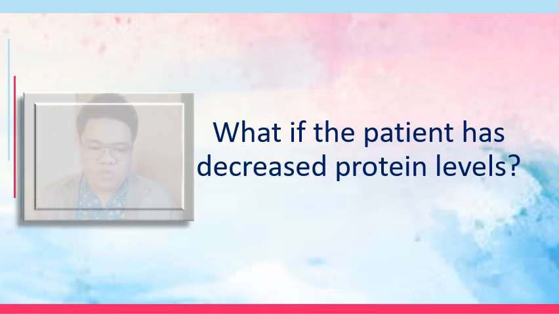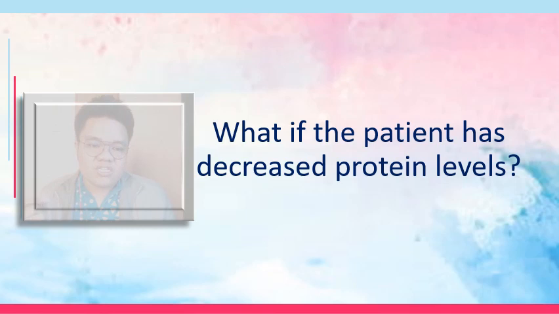So what is supposed to be done by the healthcare practitioner, or what is supposed to be done by the physician? If your patient has decreased protein, one thing that we need to do is to correct the protein levels of your patient. That is by administration of your albumin, for example, and then encouraging your patient to increase protein intake. Or if not, we need to decrease the amount of the medication being given to the patient.